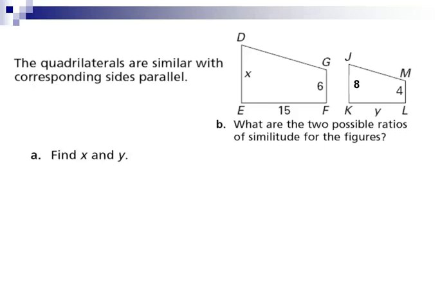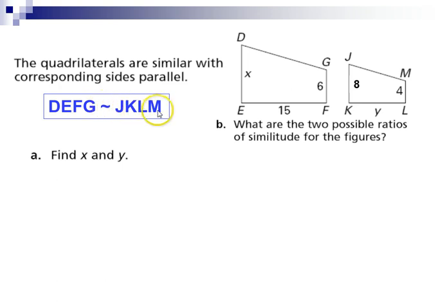Alright, and here we have another example where we have a couple of given quadrilaterals, and it says that the quadrilaterals are similar with corresponding sides parallel. So we know that these two quadrilaterals are similar, meaning that this is just a larger version of this, and that we have a couple of parallel sides here. So what we can say here with a similarity statement is that quadrilateral DEFG is similar to JKLM.